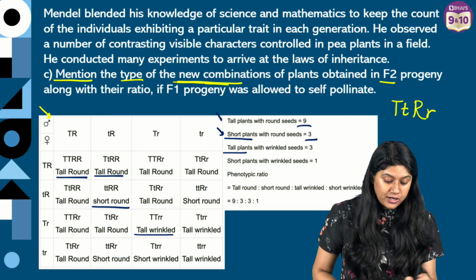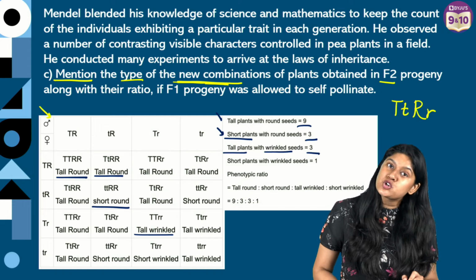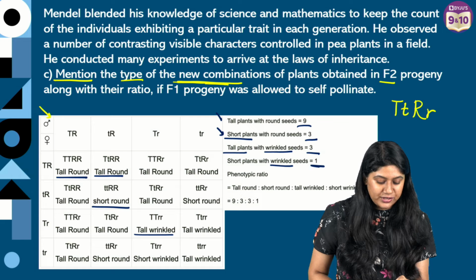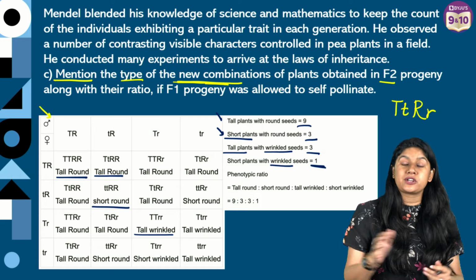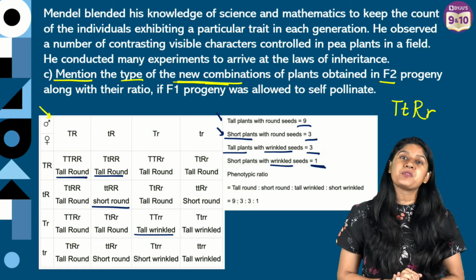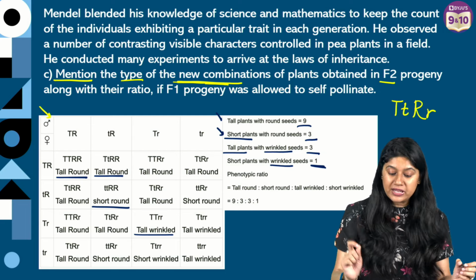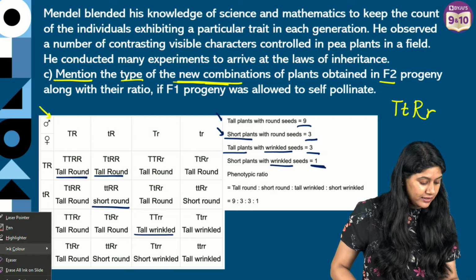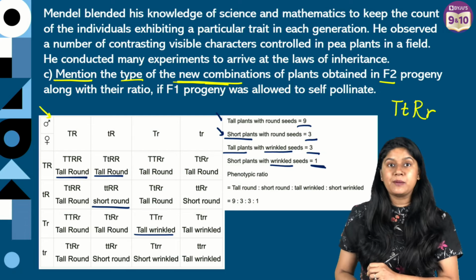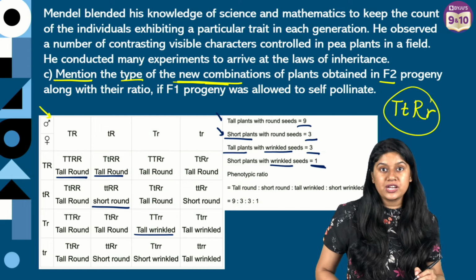Then we have a tall plant with a wrinkled seed, and we have a short plant with a wrinkled seed. So that is 1. Based upon that, the phenotypic ratio will be 9:3:3:1. So over here, it's a very simple cross that we can do. If you get this question in the examination, this is the F1 generation.